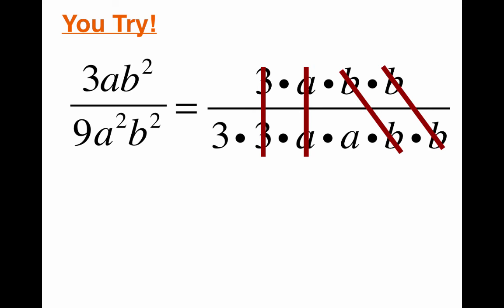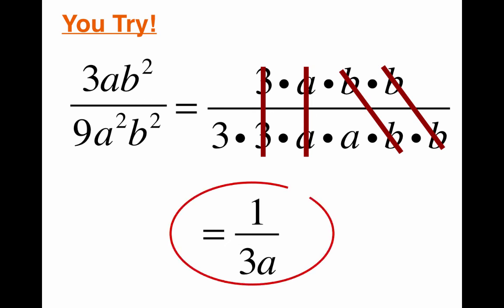What's left? Well, on bottom I see a 3 and an a, but what's left on top? There's nothing left on top. Well, a lot of people want to say the answer is 0 then if there's nothing on top, but that's not true. If there's nothing on top, remember they were all power of 1s, so what's left on top is a 1. 1 over 3a.